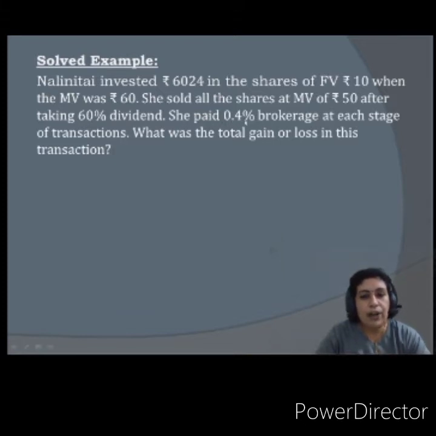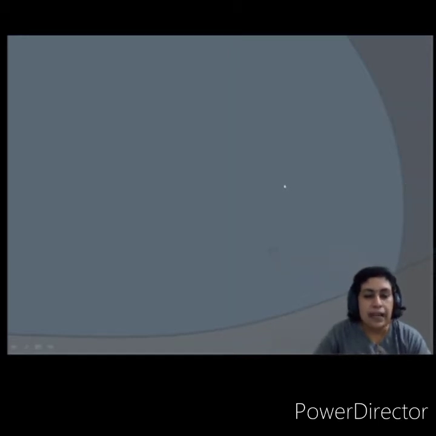She paid 0.4% brokerage at each stage of transaction. At each stage of transaction means where? While investing, also while selling. While buying the shares she has paid a brokerage, while selling she has paid a brokerage, at the rate of 0.4%. Now what was the total gain or loss in this transaction? Whether she has got profit or loss, you need to understand that.